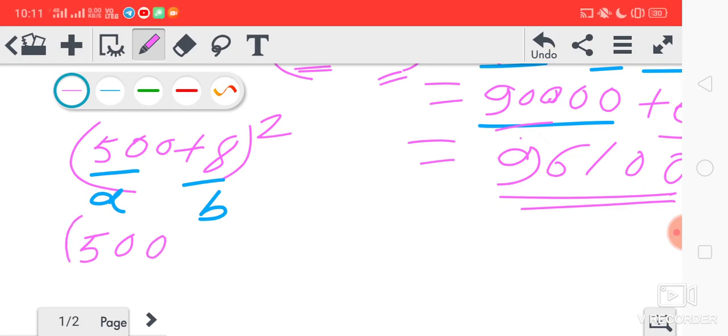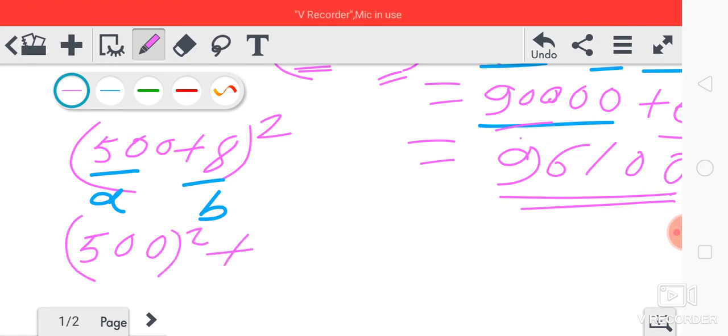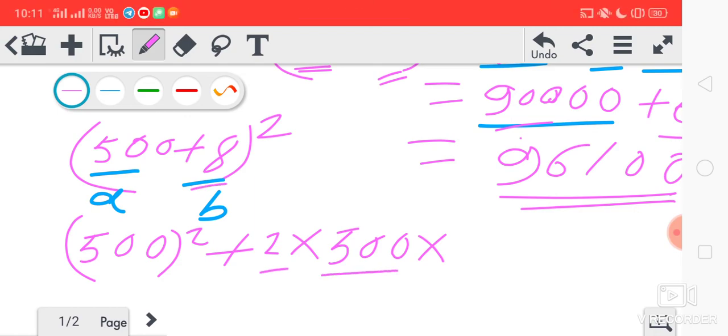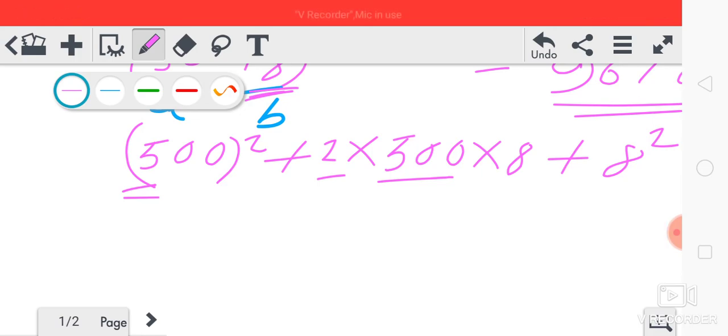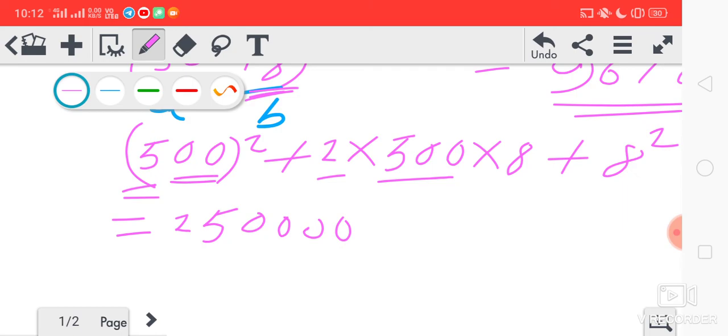500 square, that is A square, plus 2AB. Plus 2AB means plus 2 into, in place of A is 500, into 2AB. What is our B? 8. Plus B square. What is our B? 8. So we'll write here 8 square. So how much will get? 500 square. Just now I told you how to multiply 500 square. 5 into 5 will get 25, and 2 zeros and 2 zeros multiply, total will get 4 zeros. Okay.